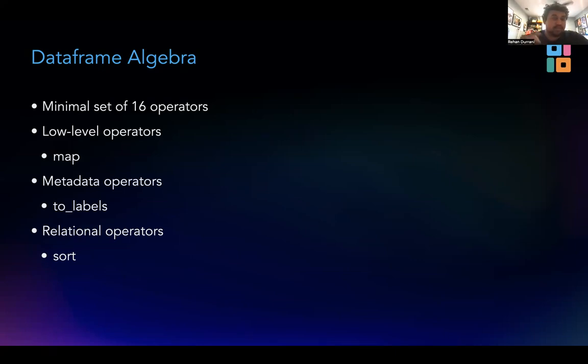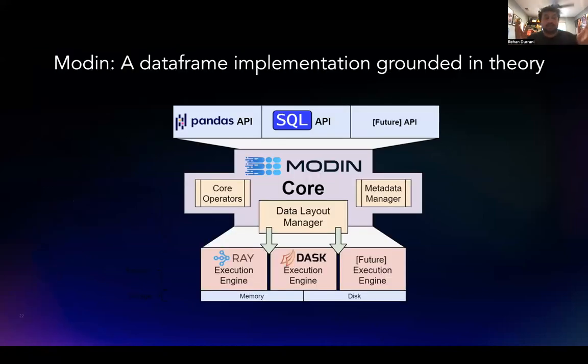So now that we've talked a little bit about the theory, how do we actually design a scalable data frame system? The key here is modularity. Modularity is at the core of Modin's design. Modin has four layers. The topmost layer is the API layer. This layer mimics the API of your favorite data frame processing library. So we have the pandas API, you could add the SQL API. In the future, maybe we would have our own Modin API.